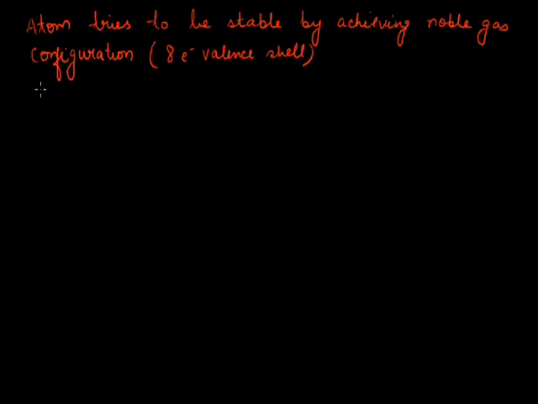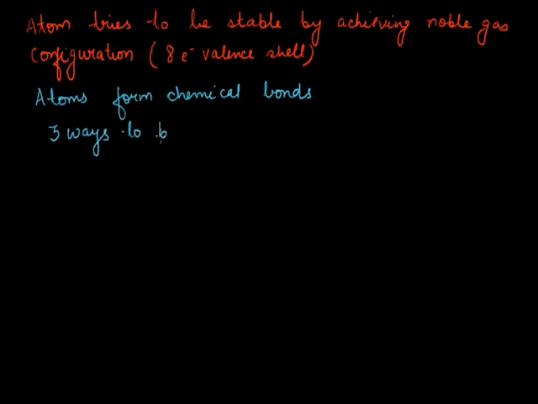For this, atoms form chemical bonds to achieve stability by acquiring the inert gas configuration, or by completing their octet or duplet in case of small atoms. An atom can achieve the inert gas electron arrangement in three ways. That is, an atom can become stable in three ways.